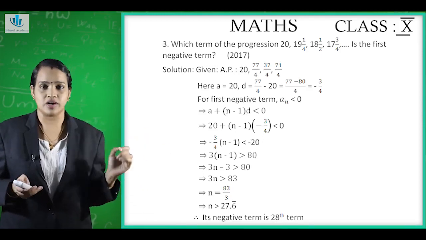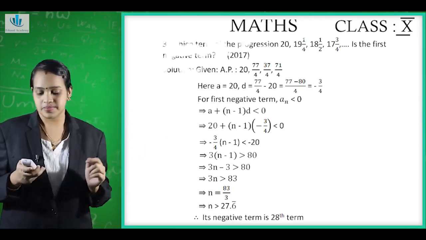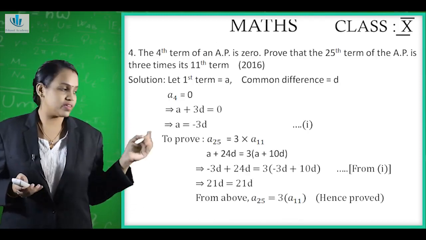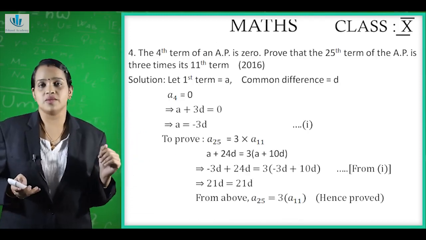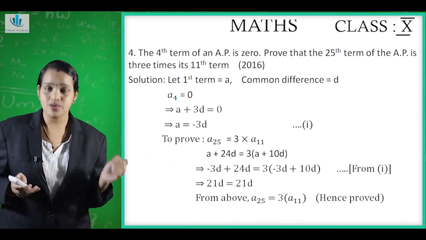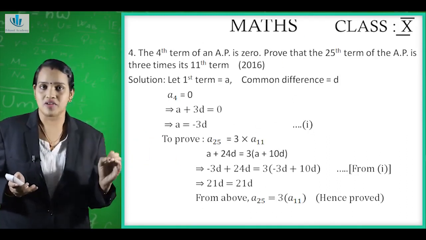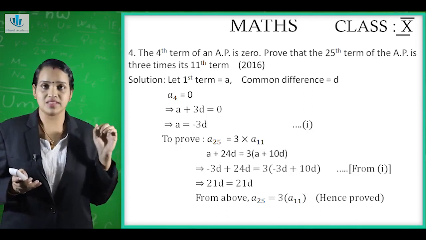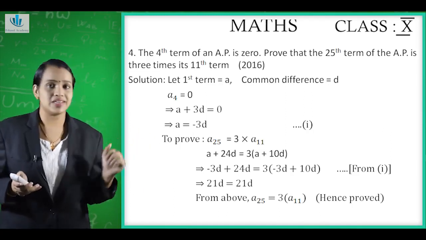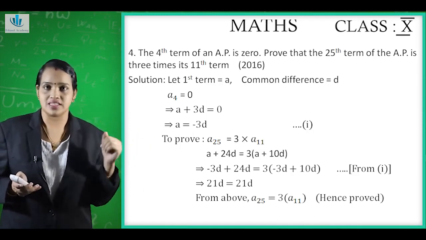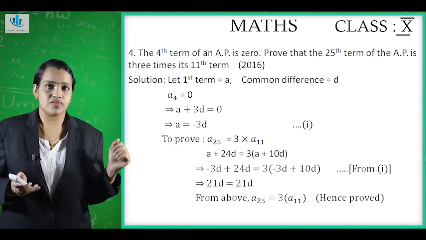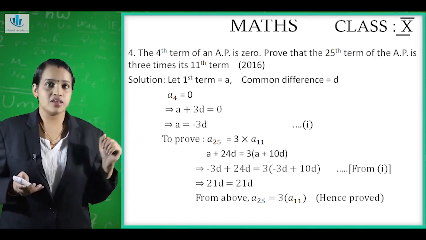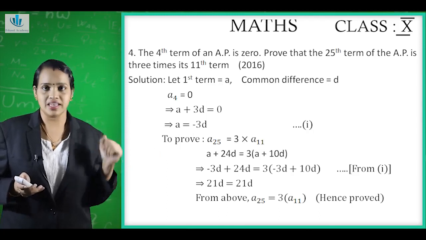Therefore, its negative term is the 20th term. Now, the next question is: the fourth term of an AP is 0. Prove that the 25th term of the AP is 3 times its 11th term. This question has appeared in the year 2016. We take the first term as A and the common difference as D.